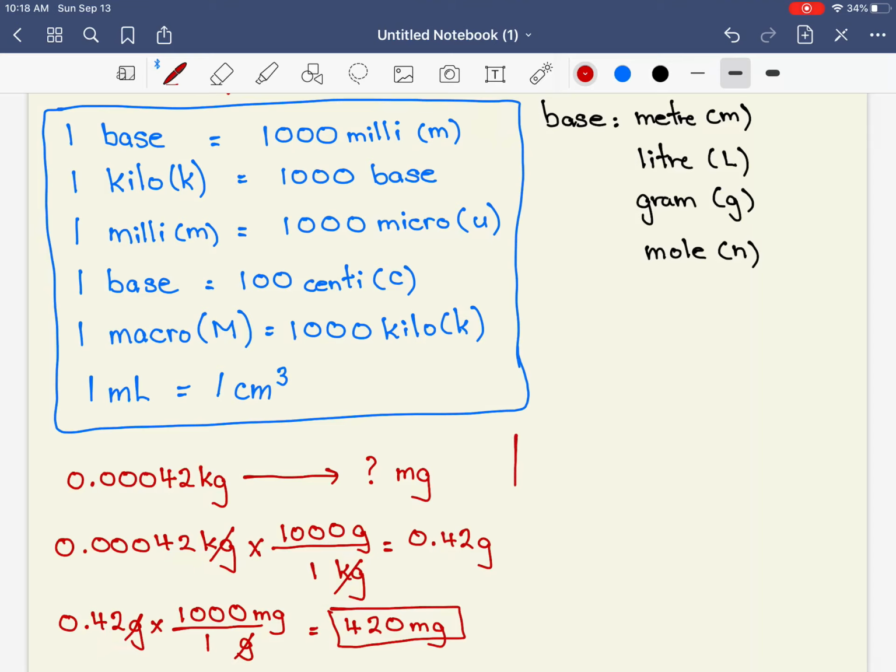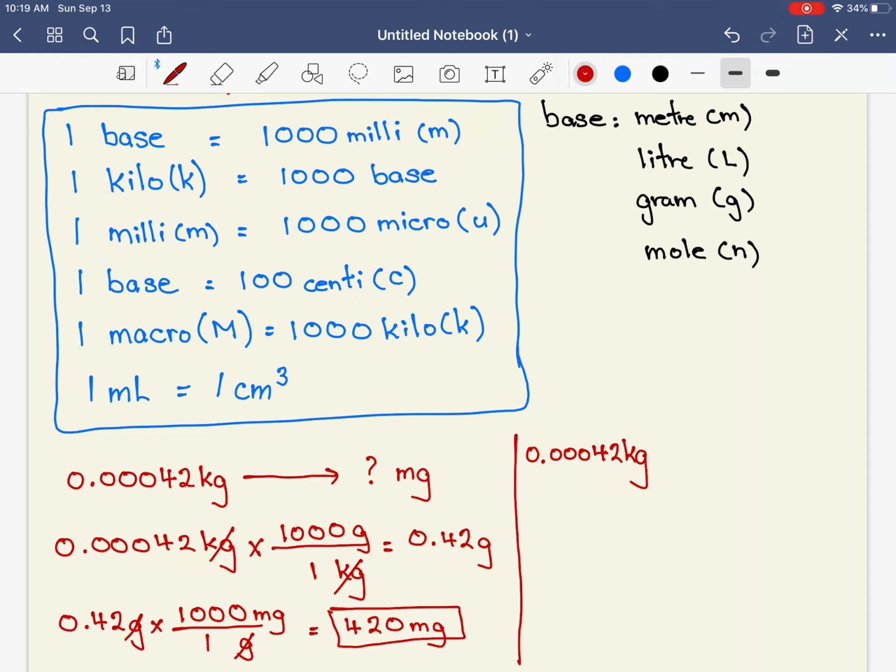But it seems like this is a lot of writing. Can I shorten up the writing? Well, of course. Once you get more comfortable, and I hope you will, because you have to, I'd rather have you do this. Watch how I'm going to do this. Okay, 0.00042 kilogram. Okay, I want to change this to milligram.